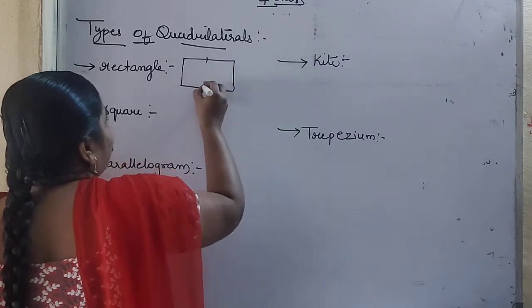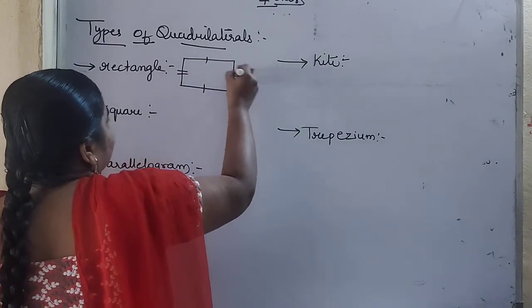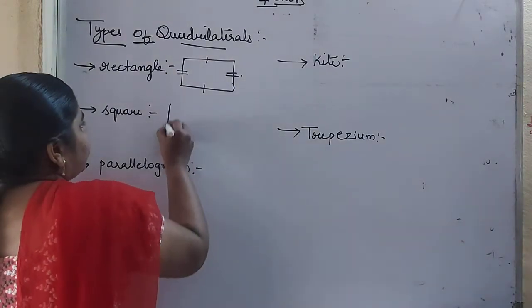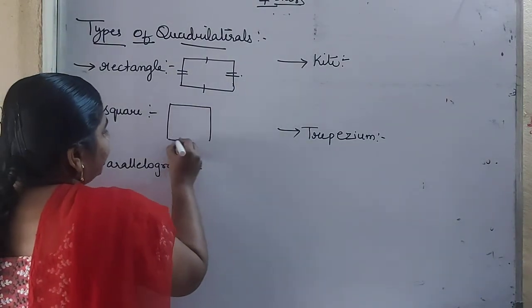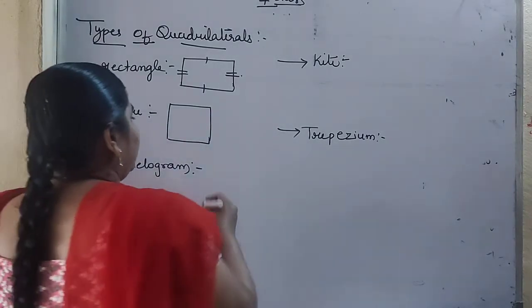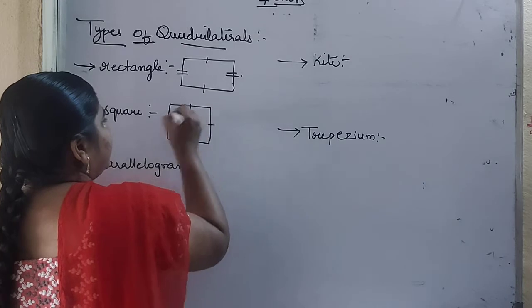In this rectangle the opposite sides will be equal. We know that in a rectangle opposite sides are equal. And what about a square? We know that in a square all sides will be equal. In a square all the lengths of the sides will be equal. So all the sides will be equal here.